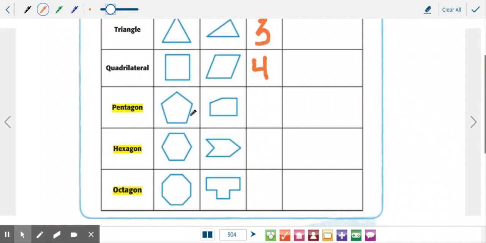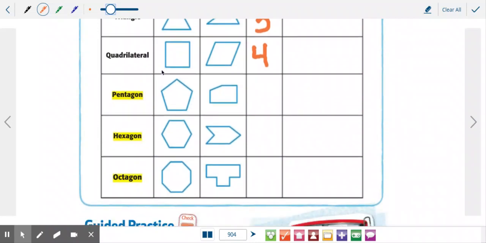Okay. The pentagon we just talked about. So this one has all congruent sides and angles. But then here's one. This one has 1, 2, 3, 4, 5 sides. So it's still 5-sided, but is it a regular polygon? Well, no, because it doesn't look all the same like this.